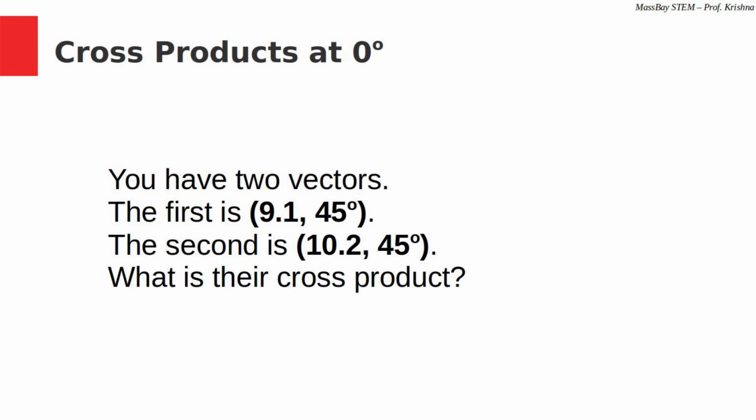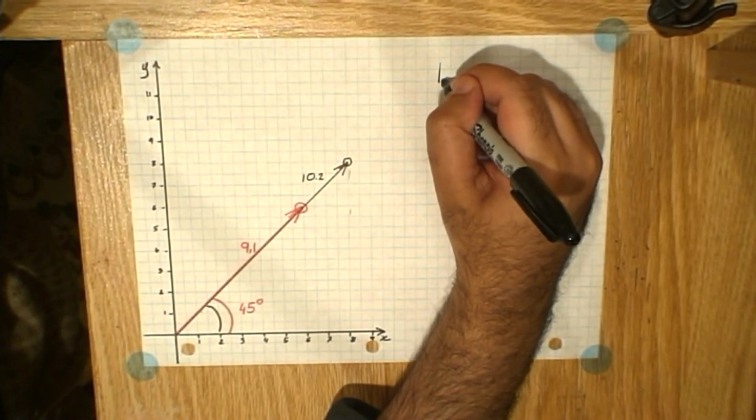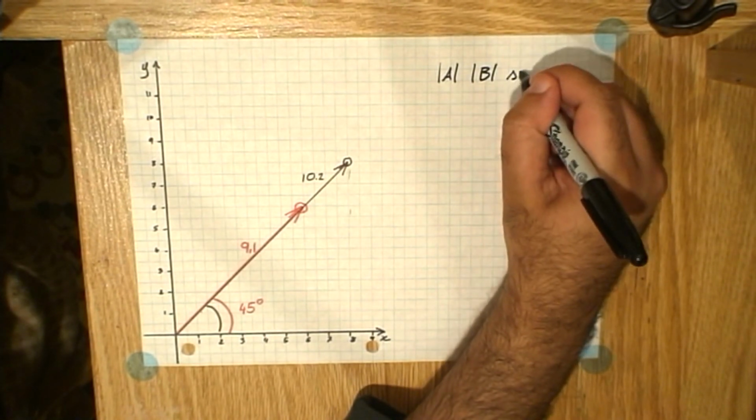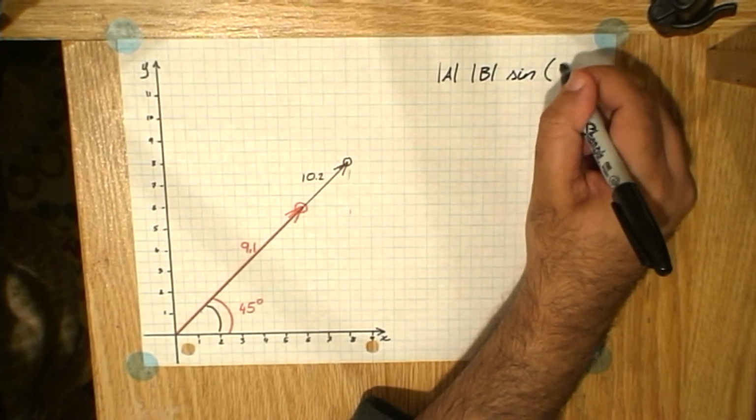Finally, what if the two vectors are pointed in the same direction? Consider this case. You have two vectors. The first is 9.1 oriented at 45 degrees. The second is 10.2 oriented at 45 degrees. What is their cross product? That would be solved by A, B times the sine of the angle between them.